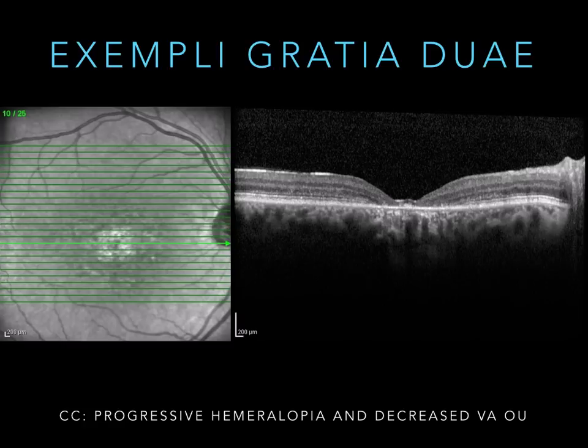Here's his OCT. Look, we've lost his ellipsoid zone, his interdigitation zone. All that stuff's gone in the center. He's got RPE atrophy inferred by his hyperreflective choroid. We didn't talk about that too much. It just kind of corroborates what we've already seen. So what do I do? I send him for ERG and genetics with the diagnosis of cone dystrophy.